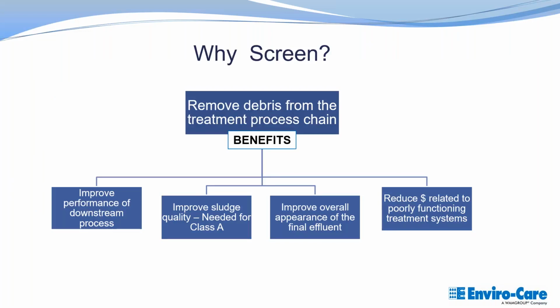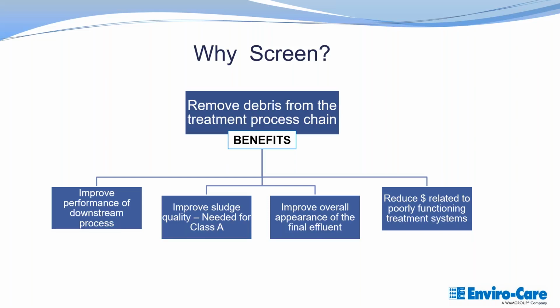It sounds simple, you're looking to protect your plant, but really what are we looking to do? First, you've got downstream processes immediately after the headworks. So if you can keep material out of those processes, your clarifiers that start to get bogged down with rags, digesters, what have you, pumps, pump lines, those all are maintenance items. Your sludge quality, if you can improve that, you can improve the class required for discharge, as well as your overall appearance of your final effluent.